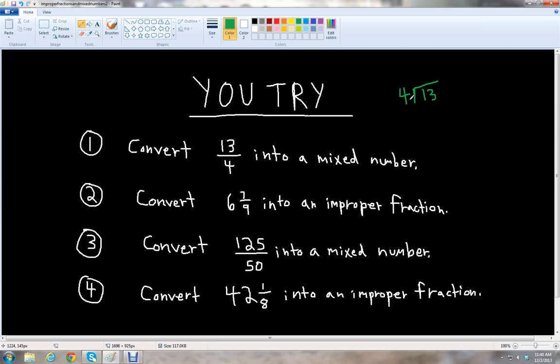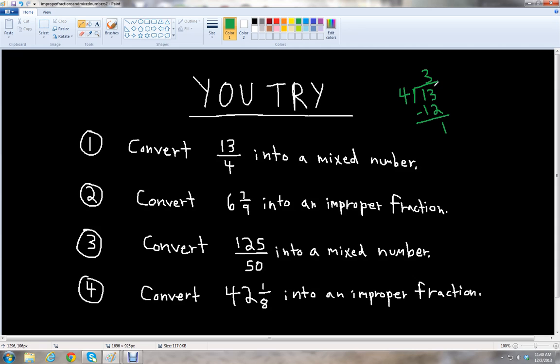And we know that 4 goes into 13. Let's see, that would be 4 times 1 is 4, 4 times 2 is 8, 4 times 3, 12. So 3 times. And then 3 times 4 is 12, and we subtract. 13 minus 12 is 1.